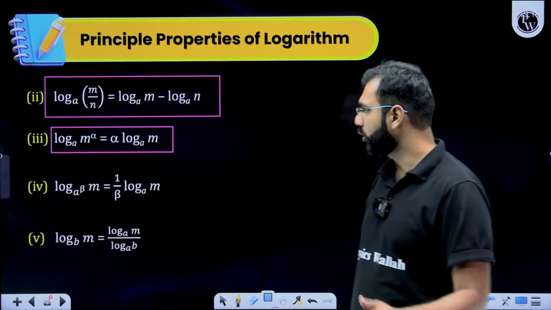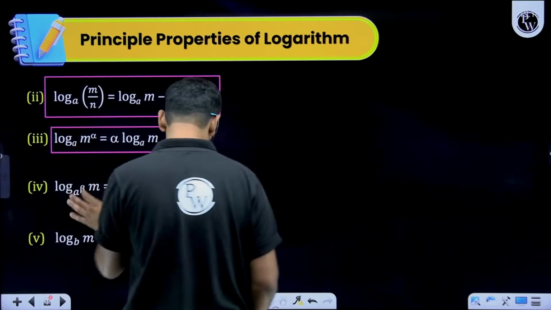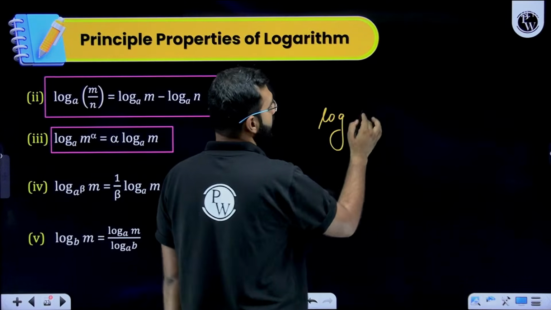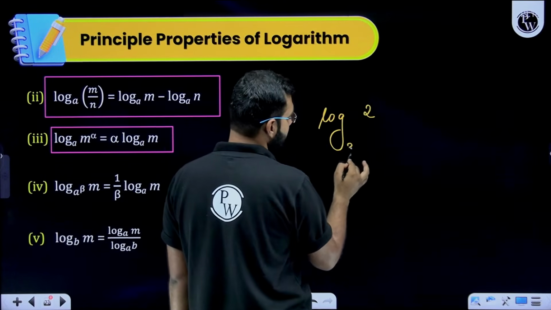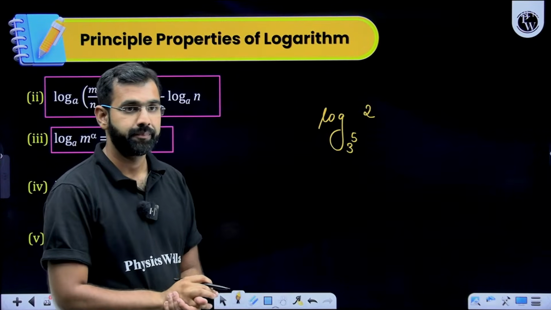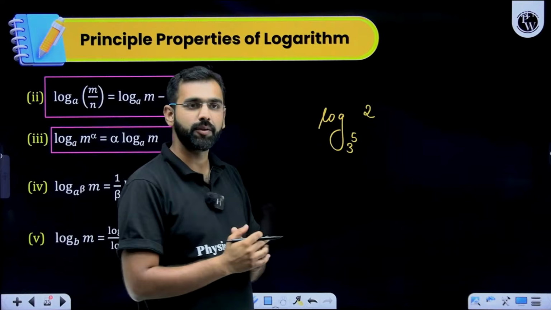With that, when you talk about the next part, this is something crucial. Pay attention to this. I'll simply explain this. Let's say you have log 2 at base 3 to the power 5. So, sir, are you saying that this base 3 is raised to the power 5?